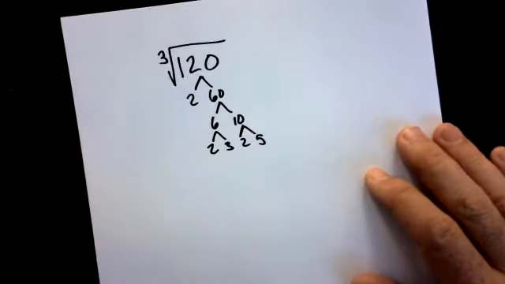Now, the difference for a cubed root is I'm no longer looking for pairs. I'm looking for 3 of a kind. Okay, pairs don't matter. But if I've got 3 of something, then that goes outside. And again, any little leftover guys stay inside. So the cubed root of 120 is 2 cubed roots of 15.